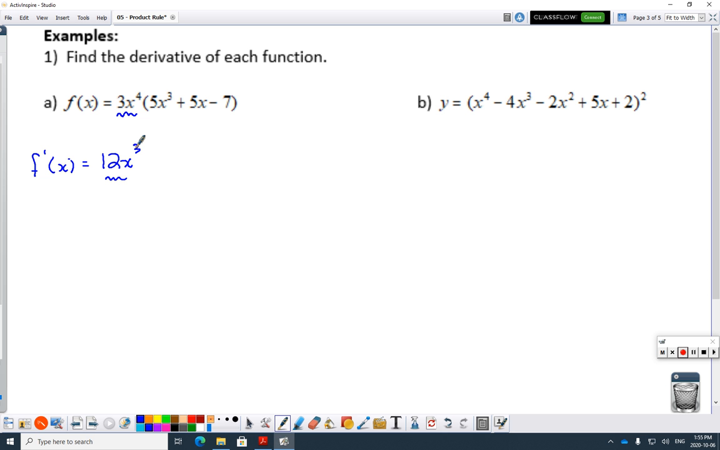Then the product rule says, derivative of the first times the second. And you don't do anything to the second. When it says times the second, it really means just multiply by the second function.